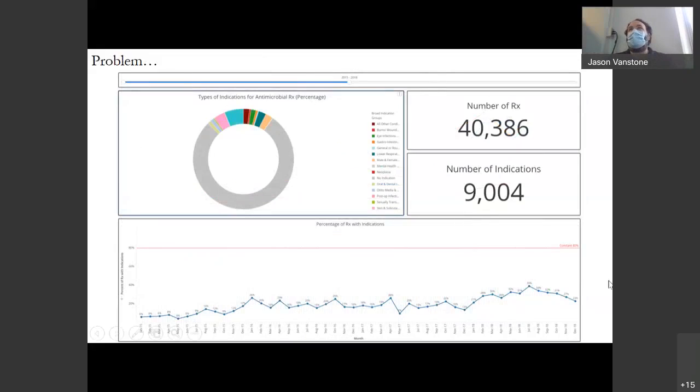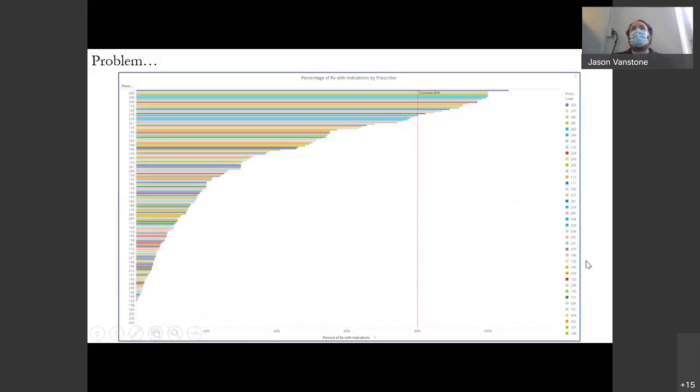And you can see that out of 40,000 prescriptions that we had, only 9,000 had an indication listed in the EMR. So that's that big gray part of the donut there. 78% of our prescriptions didn't have an indication, which means we have no idea why those antibiotics were prescribed. And you can see that over time, that really didn't change a whole lot, where we had usually less than 30% of our antibiotics had an indication every single month. So this was something we needed to work on.